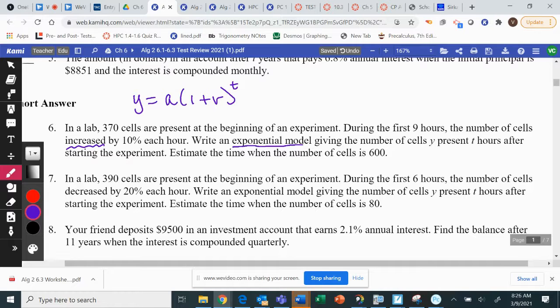So in this question, y is the new amount. But this says that we're going to be writing a model where y and t are variables. That's what it's saying right here, that y and t are going to be variables. So I need the initial amount and I need the rate. Brooke, do you know the initial amount for question 6? 370, good.